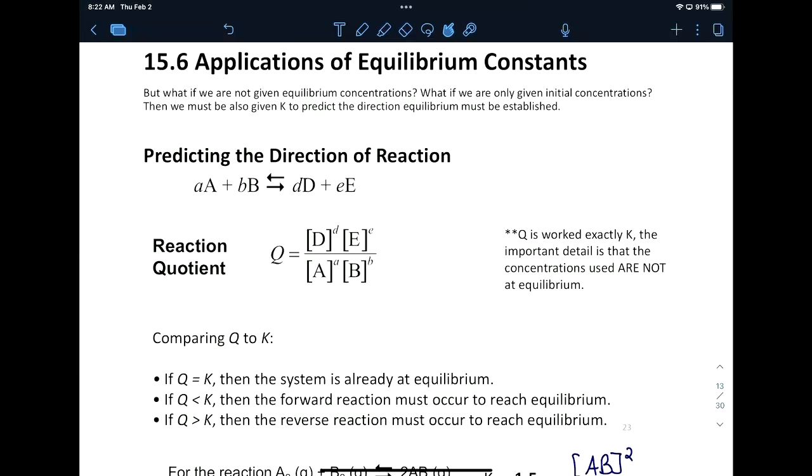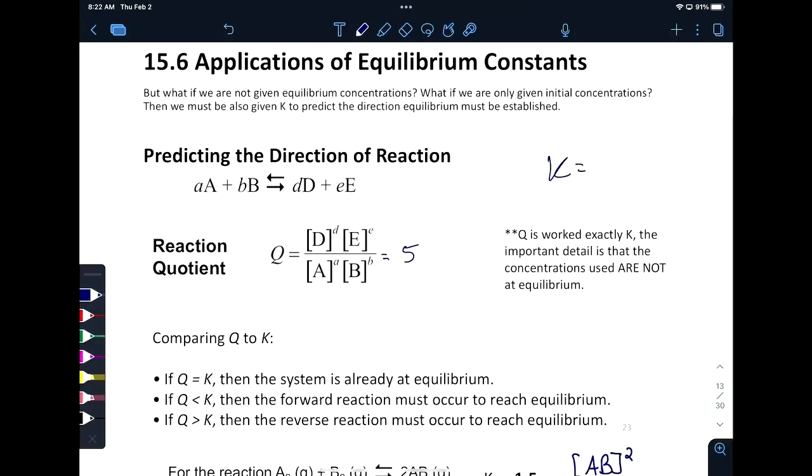And what we do is we compare that value that we calculate, the Q. So the reason it's Q and not K is because it's not equilibrium conditions. If we compare the Q to the K value for that specific reaction, we can predict which direction the reaction must go to achieve equilibrium. So, because the idea here is, okay, what if, in the previous reaction, you calculate Q and you get a number like 5, right? Okay, so just whatever concentration is given initially and you calculate 5.